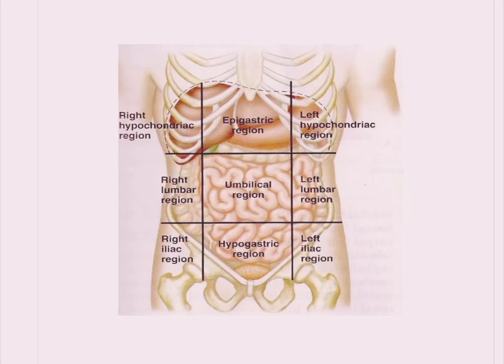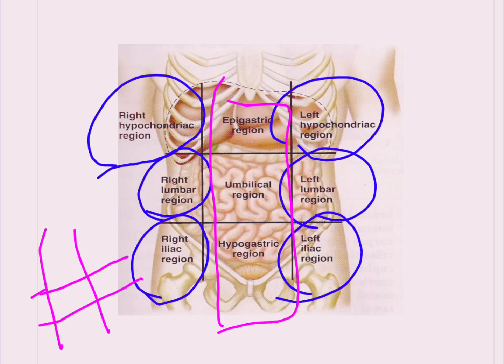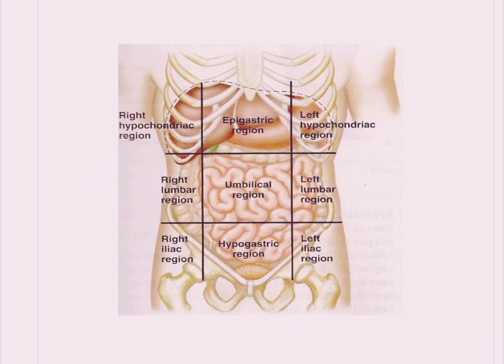So these are the nine quadrants in our body. These are very important. Knowing these quadrants will help you know where an organ is present, whether it is the right hypochondrial region or the left iliac region. It will help you find where the organ is exactly located. There are the right hypochondrial region, epigastric region, left hypochondrial region, right lumbar region, umbilical region, left lumbar region, right iliac region, hypogastric region, and left iliac region. So this is very important.